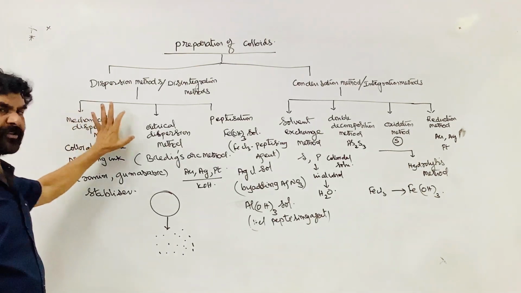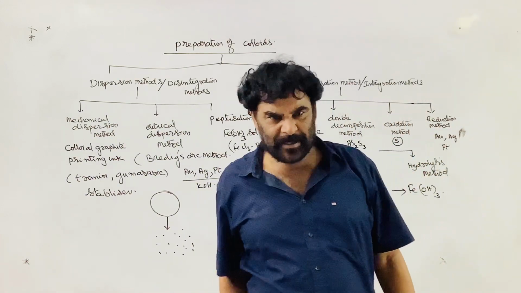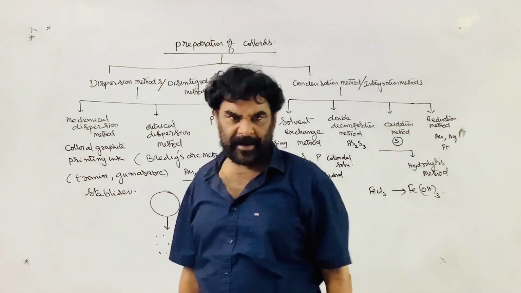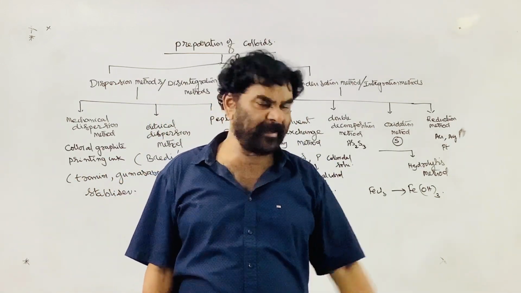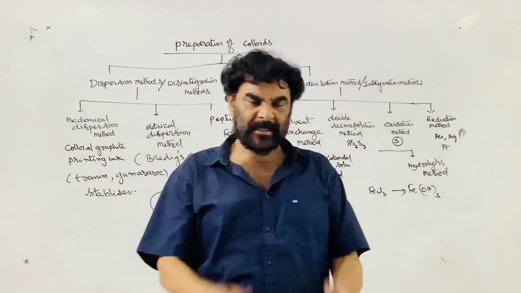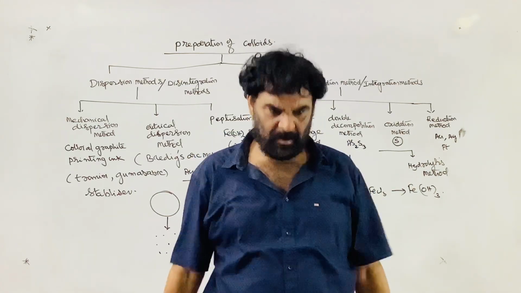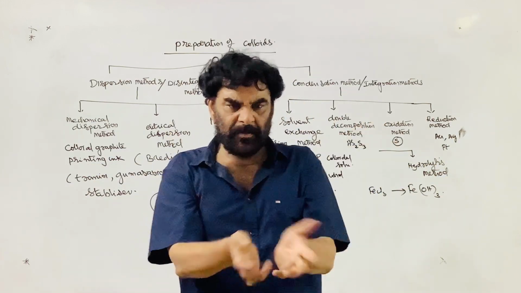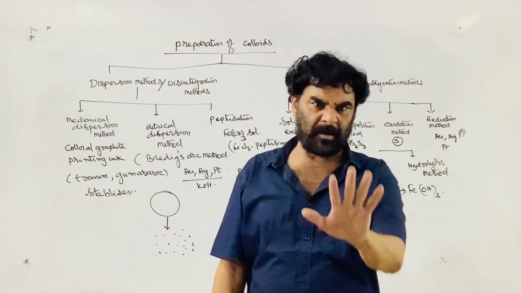Now, the mechanical dispersion method. What is this? Normally colloidal graphite and printing ink, Indian printing ink, are all prepared by this method. What do they do here? First, the dispersed phase is powdered to the possible extent by using mechanical means. Take the carbon powder and hammer it; by grinding it you can convert it to powdery form, to the possible extent.